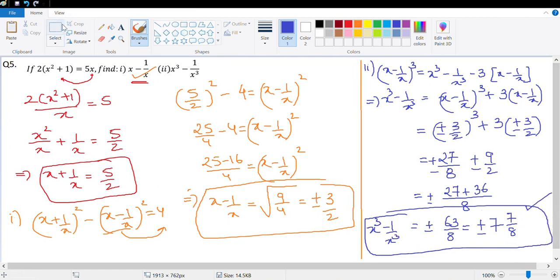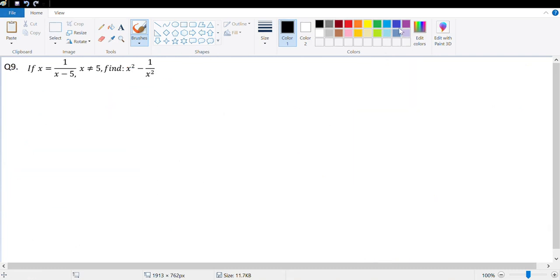Let's move on. The next one we do is question number 9. Question number 9 says if x is equal to 1 upon x minus 5 and x is not equal to 5. This is important because if x were equal to 5, then my denominator is 0, and dividing by 0 in mathematics is not allowed. They want us to calculate x square minus 1 upon x square. To me, I think we'll first have to calculate x plus 1 upon x, and x minus 1 upon x. That'll help us figure out x square minus 1 upon x square.